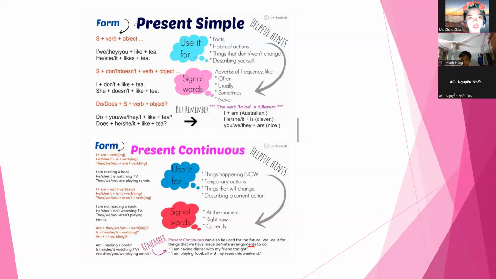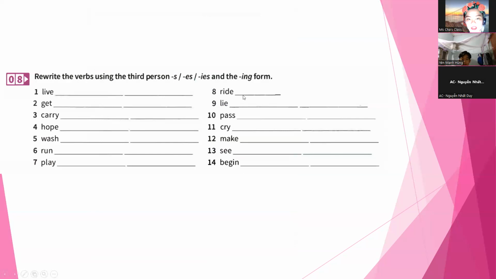What is the form that we use in present simple? What is the form? In present simple, we use subject plus verb plus object. And in the present continuous, we use subject plus to be plus verb-ing plus object. All right. Okay. Excellent. Now, with this one, I am confident that you know how to differentiate the difference between present simple and present continuous.